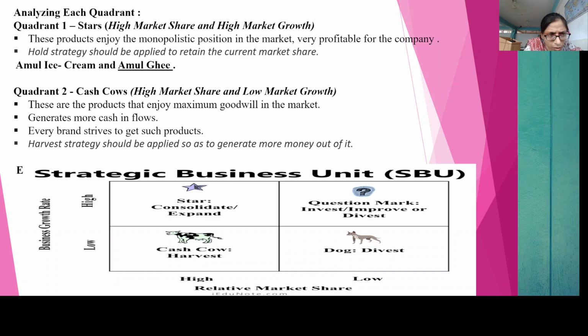So in quadrant 2, that is cash cows, high market share, low market growth. Here we can consider Amul butter. Amul butter is in everyone's house, we very much accept that product, though it is in a matured stage, you can say.